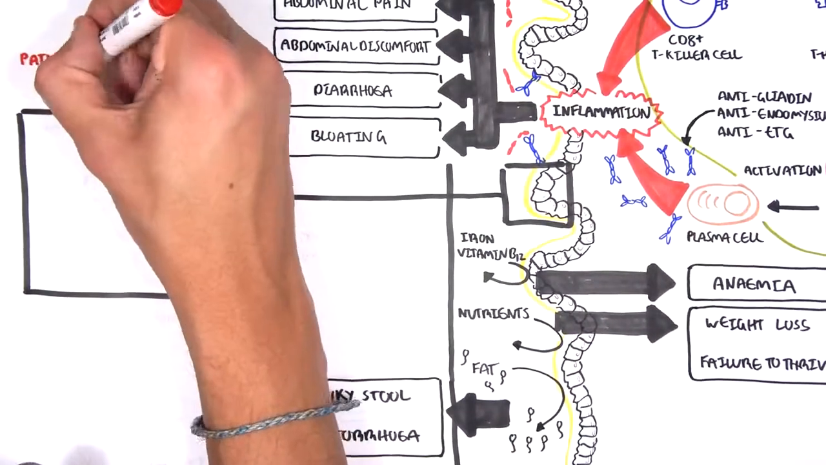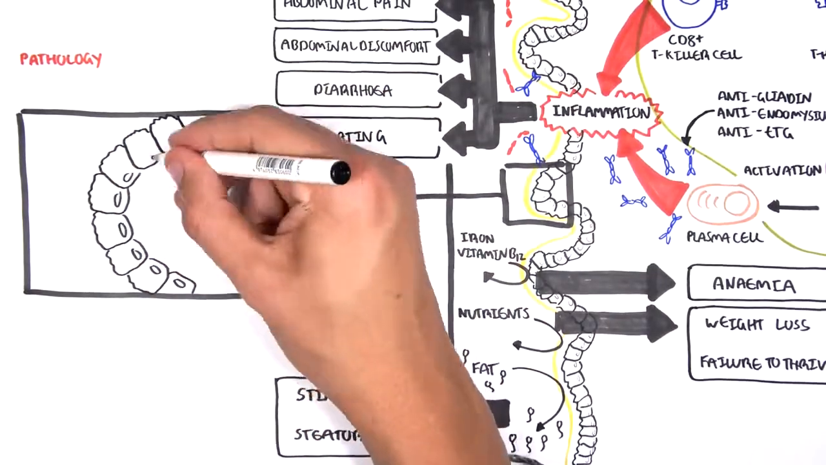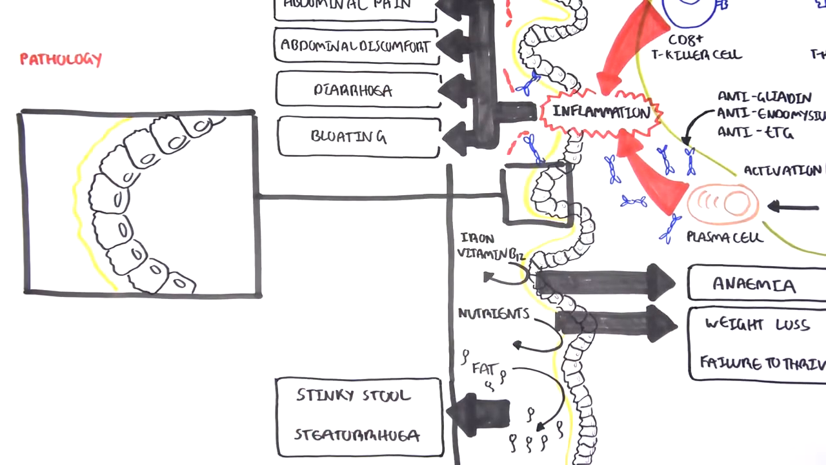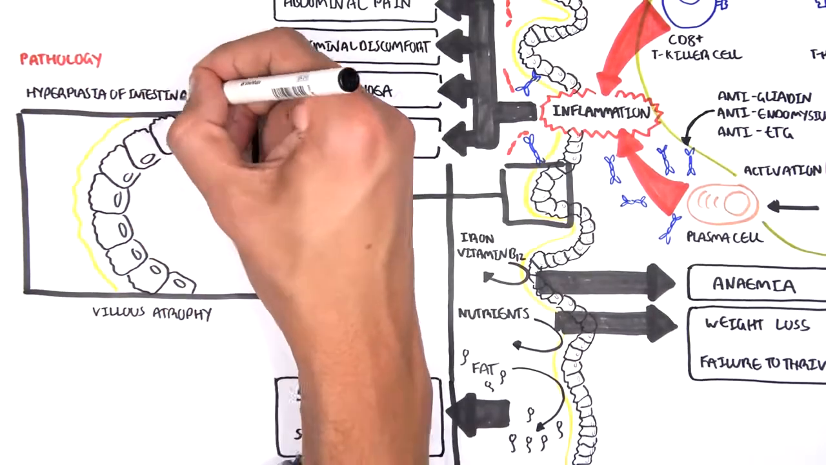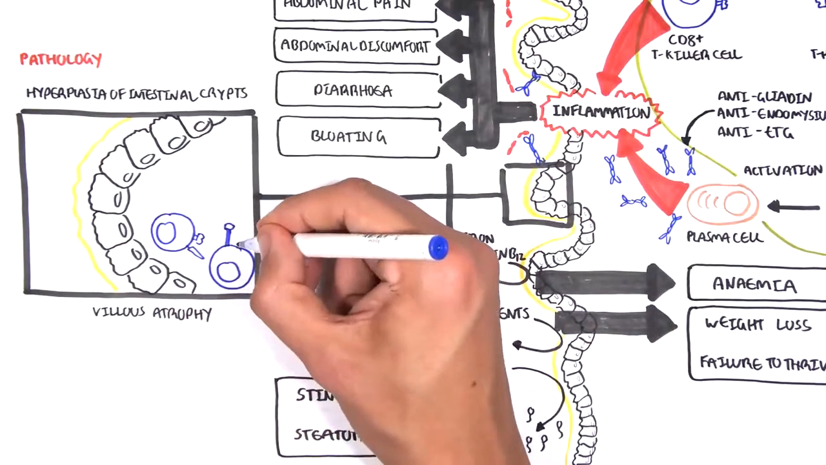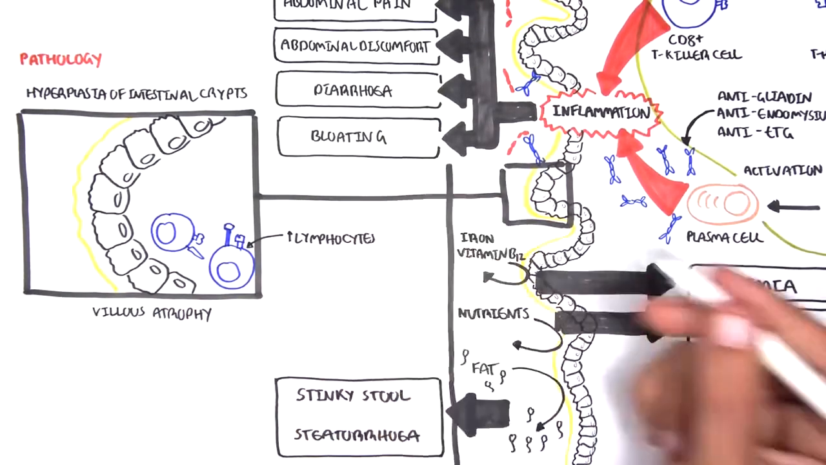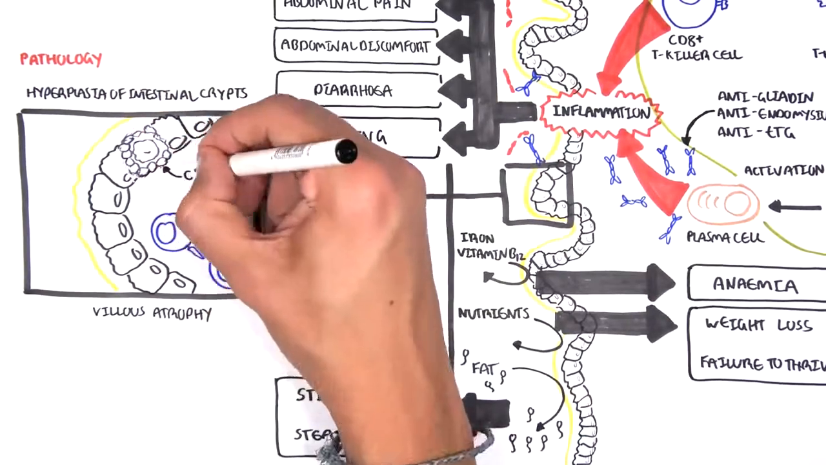Let's now take a closer look and focus on the pathological changes seen in the small intestine of people who have celiac disease. And there are 4 changes that are important here. The first is that we can see villus atrophy. We can see hyperplasia of intestinal crypts. We can see an increase in lymphocytes in the lamina propria and around this area. And finally, we see cell death around the area, or just destruction in general.